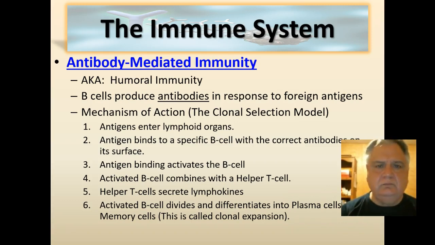Once these cells divide very rapidly, they will differentiate into one of two types of cells: plasma cells or memory cells. Plasma cells will go on to produce antibody, while memory cells will remain in the system, and they will have the ability to produce antibody, but they don't produce it immediately unless there is a second infection with the same pathogen. So let's take a look at a video on how this works.